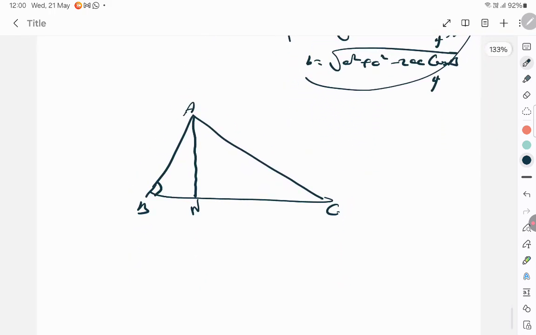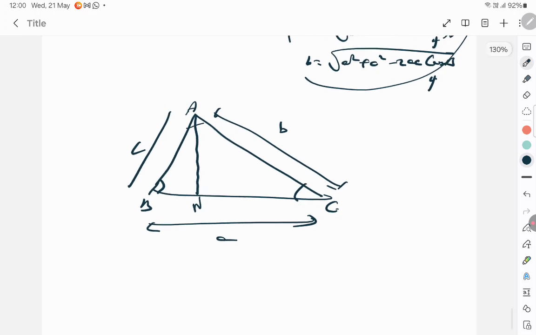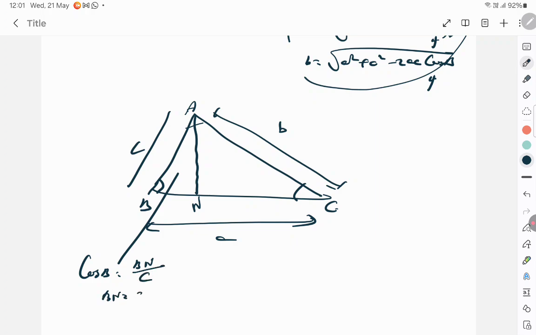Then take this, this is small a, this whole thing is small b, and this whole thing is small c, and this is angle A, angle B, and angle C. You take this and write what is cos B. Adjacent BN by hypotenuse. Therefore, BN itself is c cos B. Substitute it here. c cos B is this side. Therefore, this side will be a minus c cos B, because this minus this length will give you NC.